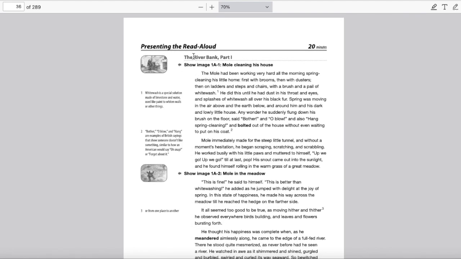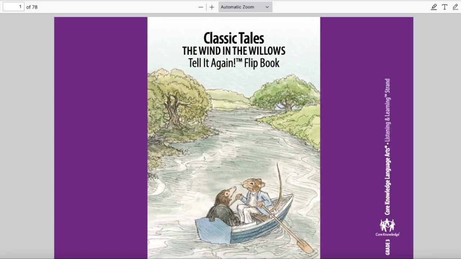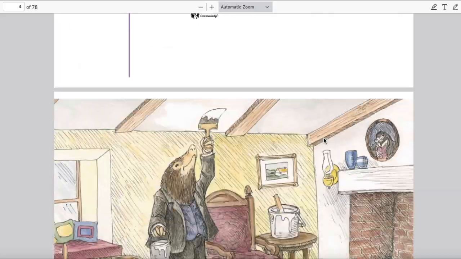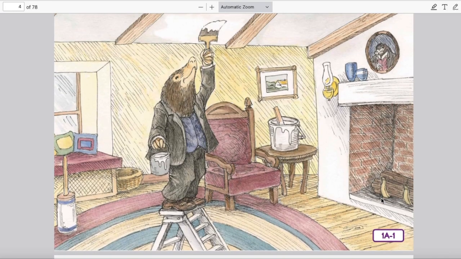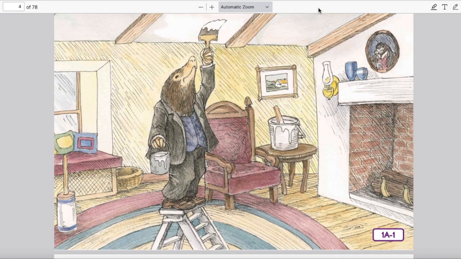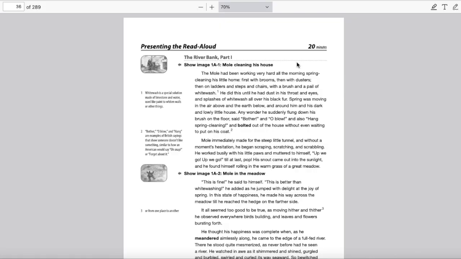So you can see here, the Riverbank Part 1, you're going to show image 1A-1, which if you go to your flip book, is 1A-1. So this is what they're going to be looking at while you're reading the teacher guide. So it's going to script it. This is exactly what you're going to say.